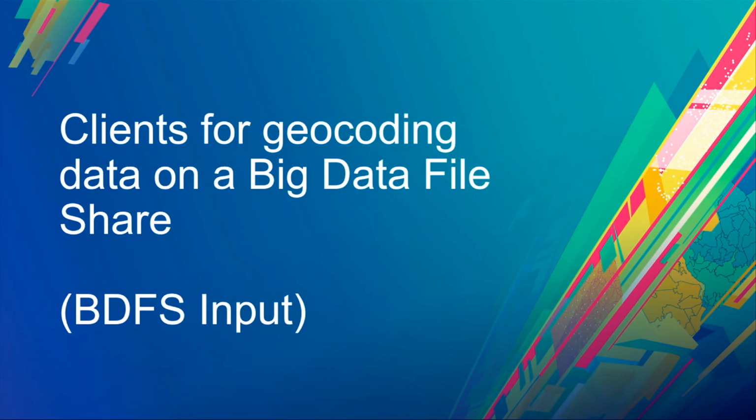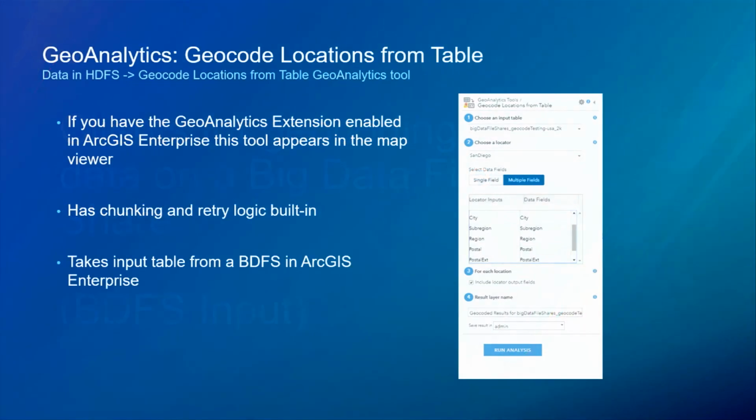Cool. So we talked a little bit about if your data is in the portal. We talked a little bit about if your data is on your disk locally. And so the last use case I want to talk about for leveraging this architecture that we had discussed is if your data is in a big data file share. So this is specifically if you have the GeoAnalytics extension and you have a table in your big data file share that you want as input to your batch geocoding operation.